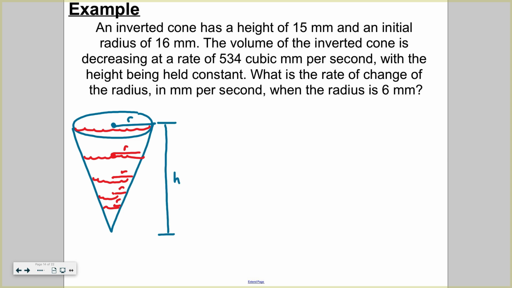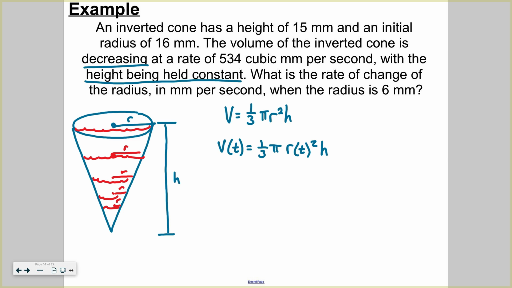Alright, so then let's first, the volume of a cone is going to be 1/3 pi r squared h. So now we have to figure out which variables are changing. Well, we are told that the volume is decreasing, so that means it's going to be v of t equals 1/3 times pi. We know that the radius is shrinking, so it's going to be r of t, and that'll be squared. However, we are told that the height is being held constant, so therefore h is not changing.